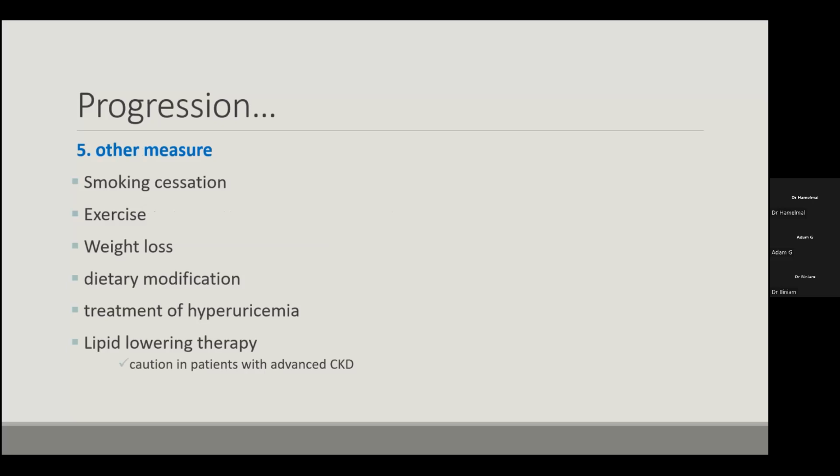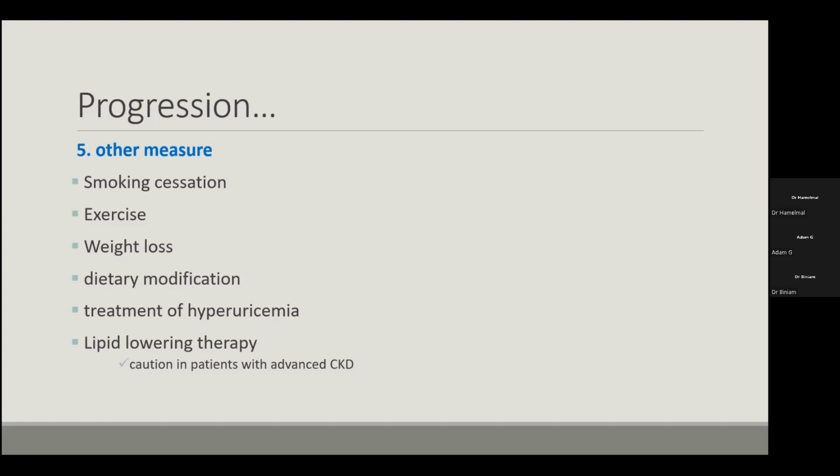Other measures, smoking cessation, definitely. Most of us don't ask about smoking, and we're not stressing the direct relationship of smoking with CKD. There is ample evidence suggesting that smoking is directly related to progression of CKD and also cardiovascular mortality in patients with CKD. Exercise, weight loss, dietary modification, low sodium diet, less than 1 to 2 gram, and protein restriction in non-dialysis CKD. In dialysis CKD, protein restriction may have its deleterious effect, but in non-dialysis CKD, generally restricting protein to less than 0.8 gram per kg per day may have benefits, but we have to be careful about malnutrition as well.